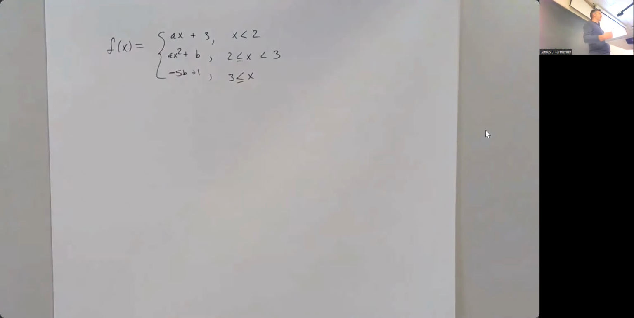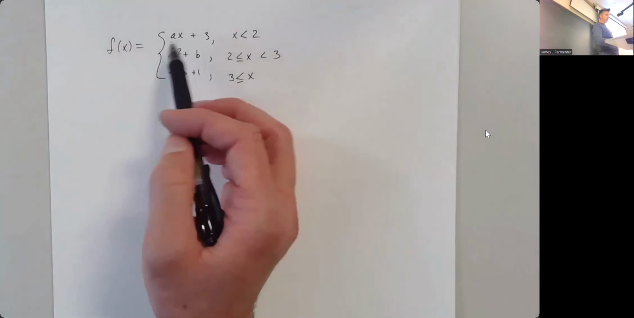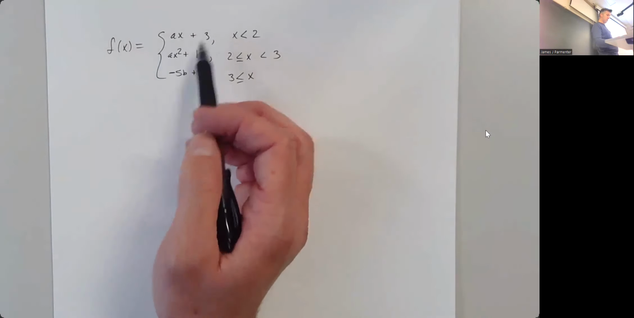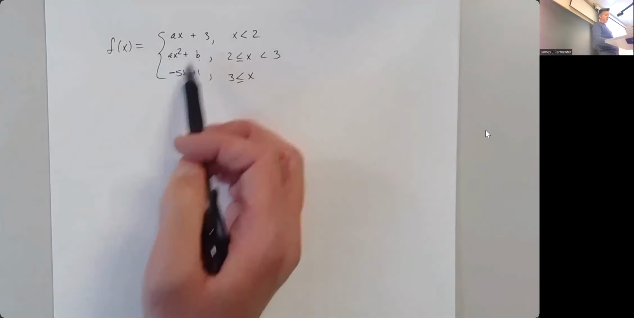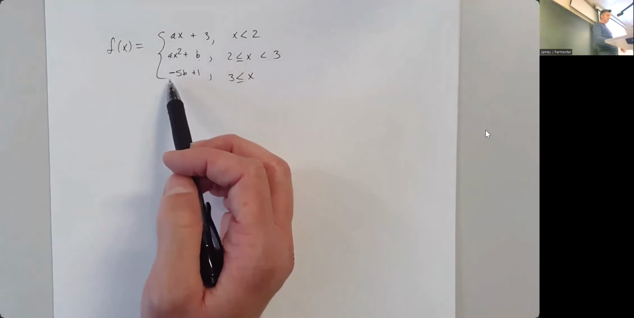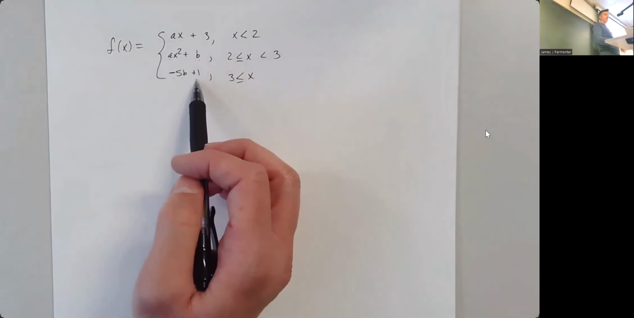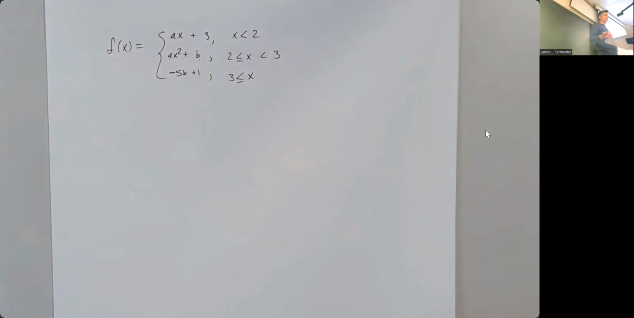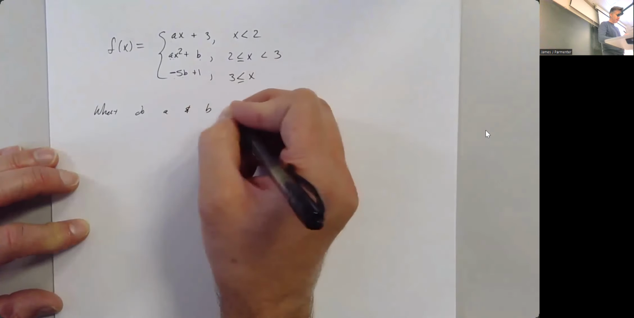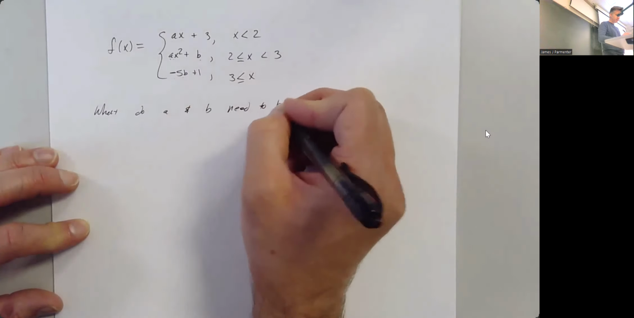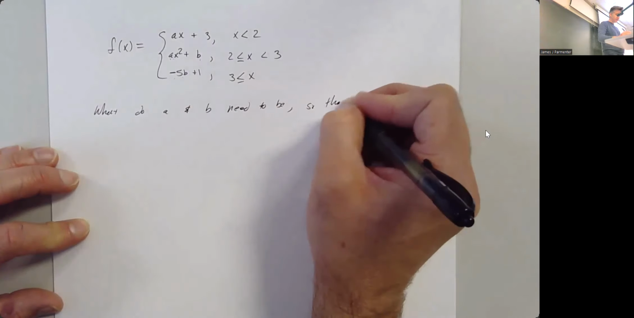So I just want to point out, first of all, each of the pieces of this piecewise function are continuous things on their own. The first thing is a line, it's some constant times x plus 3. The second thing is a parabola, it's some constant times x squared plus some constant. And the third thing is actually a constant, because it's just -5 times a constant plus a constant. So all those things are continuous on their own domains. And the question here is, what do a and b need to be so that f of x is continuous?